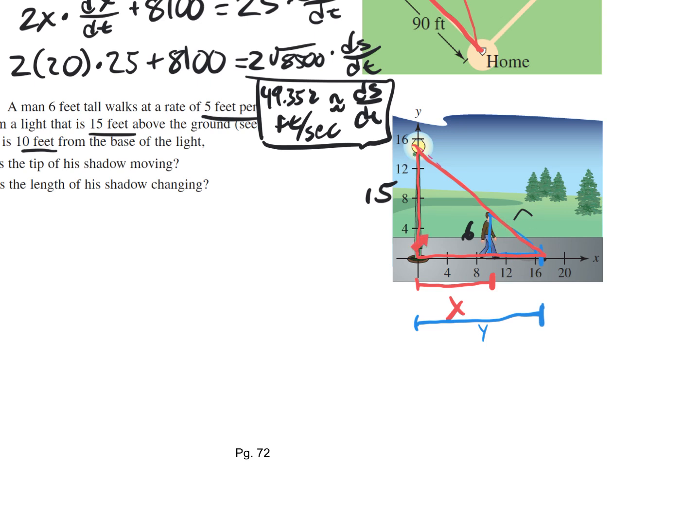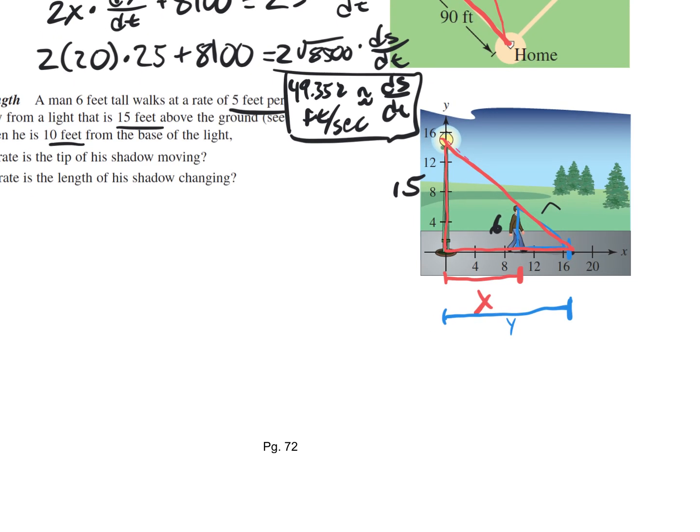Well, they've got the little triangle, the big triangle. They are similar triangles. So we know they have to be proportional. If you want to think of it, they're in the same slope. All right.